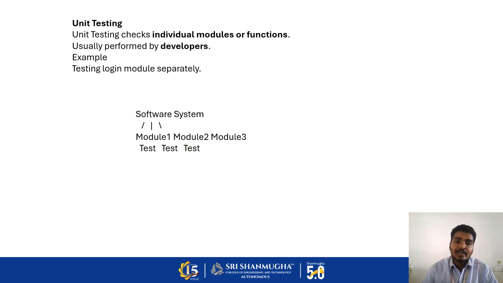Next we see unit testing. Unit testing checks individual modules or functions and is usually performed by developers. For example, testing the login module separately for the system. A software system can be divided into multiple modules: module 1, module 2, module 3. They can be tested individually. That is called the unit testing method.